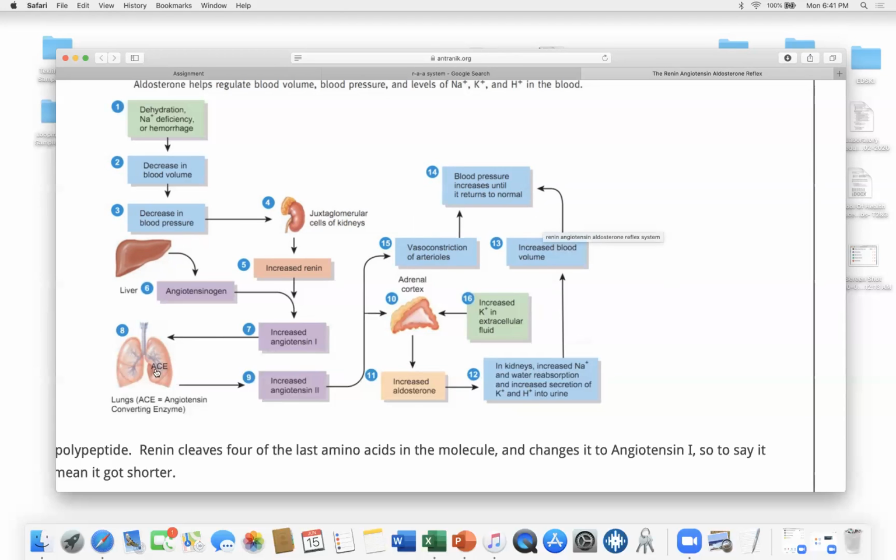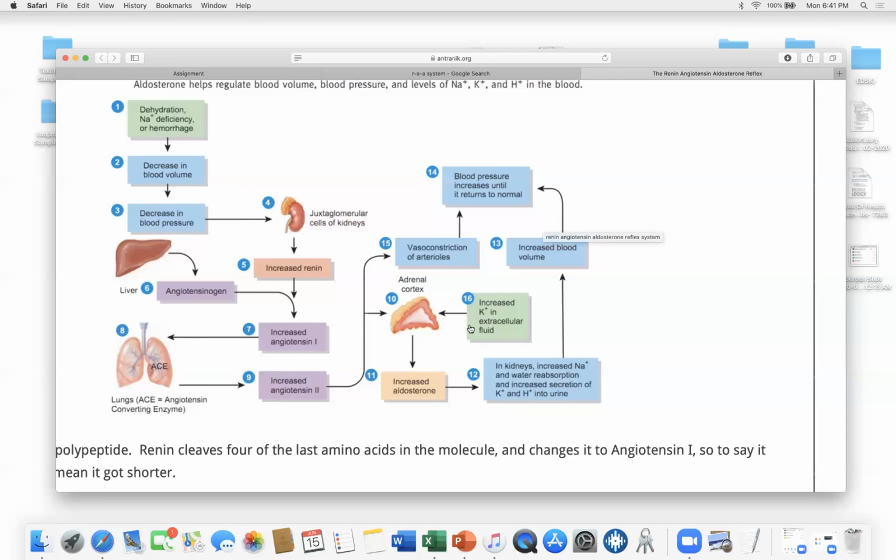Here's one way. Maybe some of you are taking an ACE inhibitor, right? Or maybe your family's taking an ACE inhibitor, right? So if I inhibit this, will we get to this? Nope. So my blood pressure will remain low.